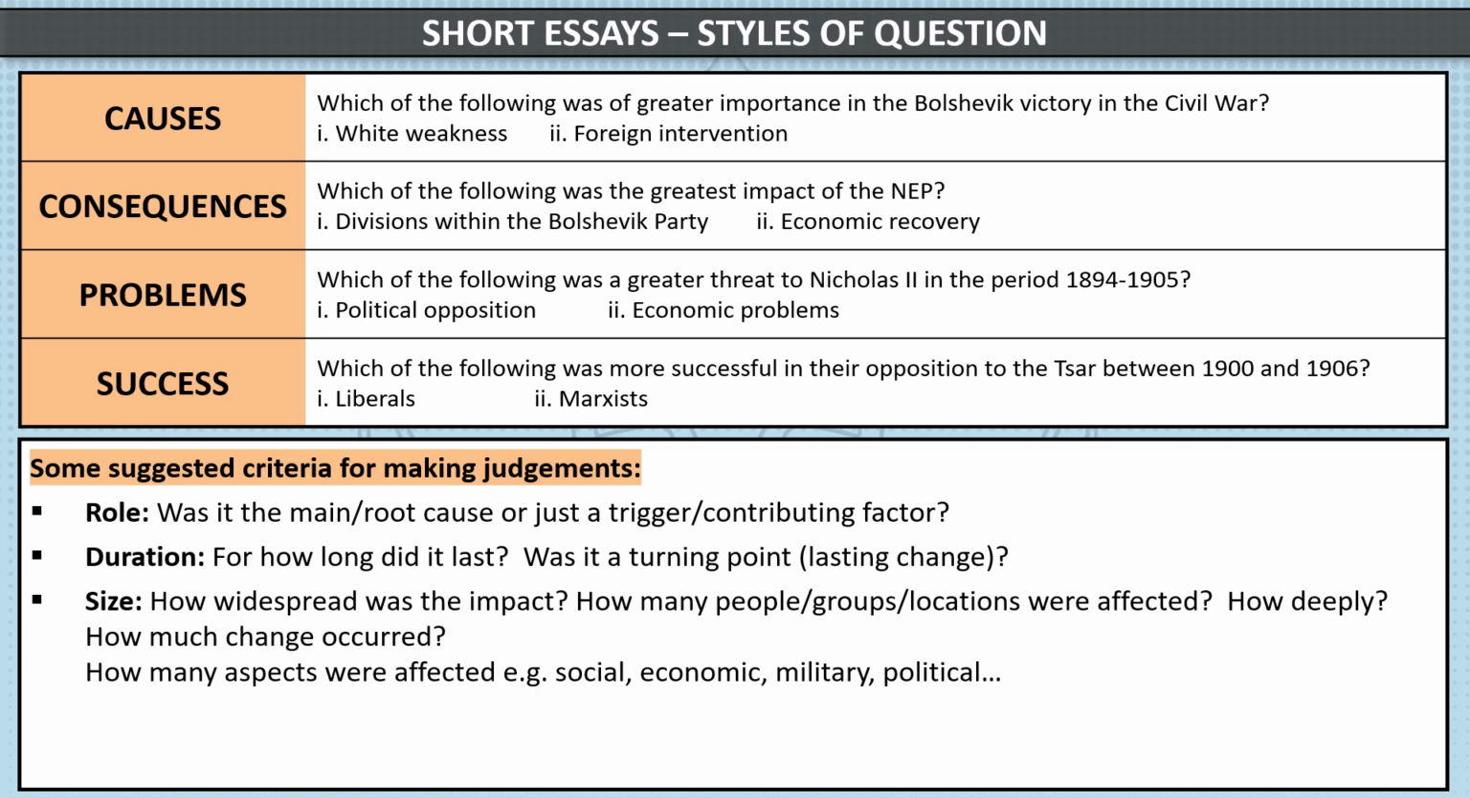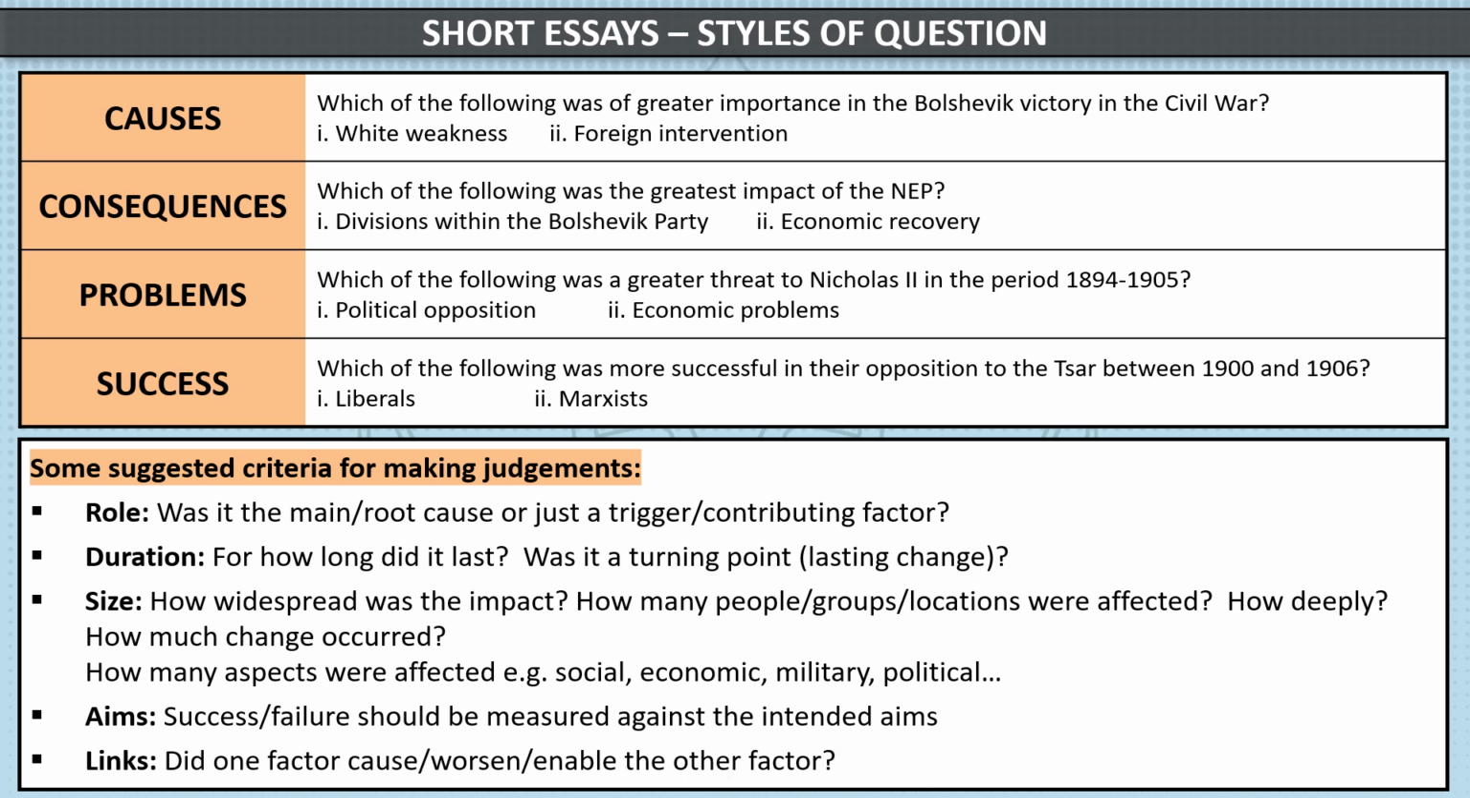We can also consider the size of the impact. Now, this could include both the number of people affected, but also how severely they were affected. You might also consider whether the impact was felt across different areas. For example, some events have both a social and a political effect. If the question is about evaluating success, then it makes sense to measure that by considering whether it achieved the intended aims.